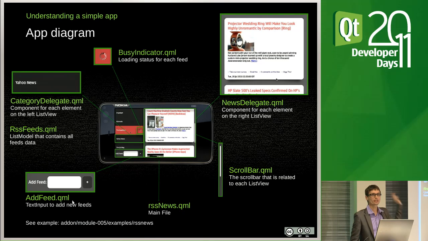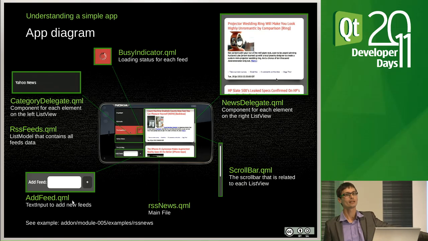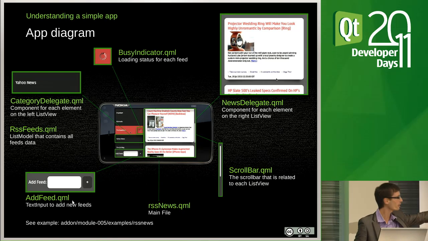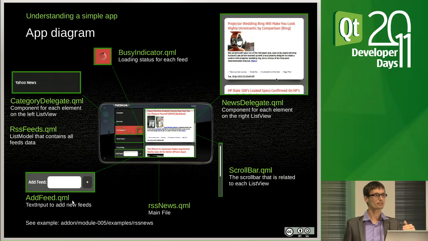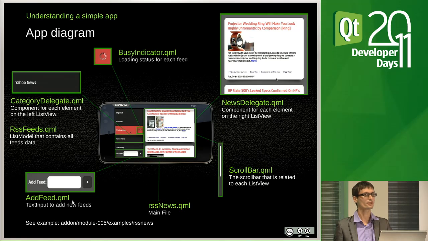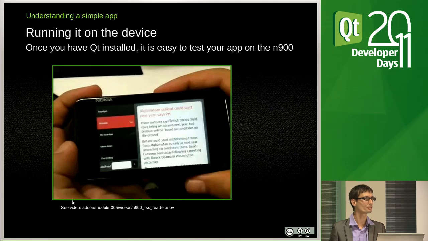On the right, there's another list view. So list view, model, delegate. And we have this scroll bar there. Well, we can put it in another file, and we can even share the scroll bar between the two list views. So you understand the process. First, choose the kind of application you are going to do, then extract the different components, and finally, you have to code.